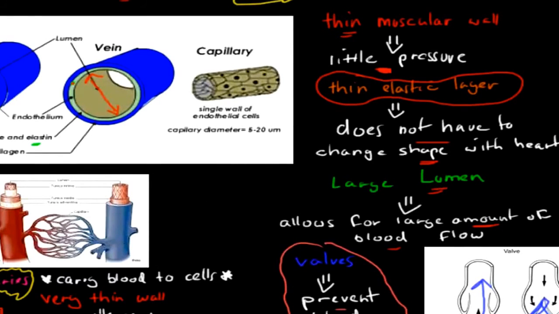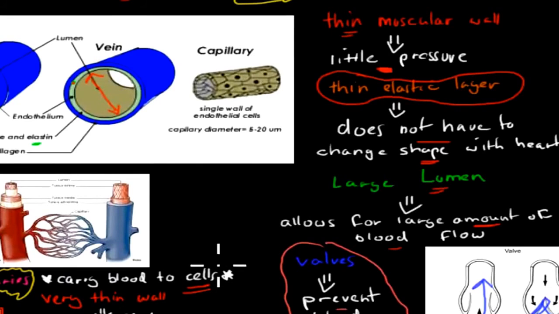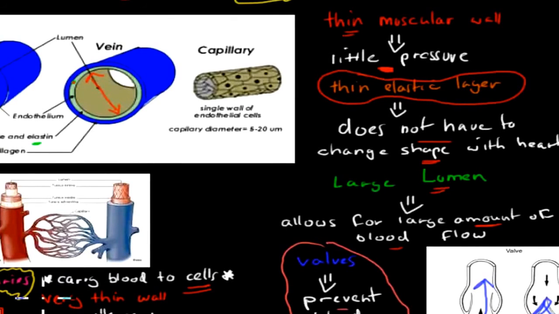Now, capillaries, these were the smallest ones. Capillaries were tiny, and these are the tiny ones here. They carry blood to the cells. These are the ones which branch off to make sure that every single cell in our body has nutrients. So they bring all nutrients to our cells. They have very thin walls, and this is there to make sure that diffusion can happen.